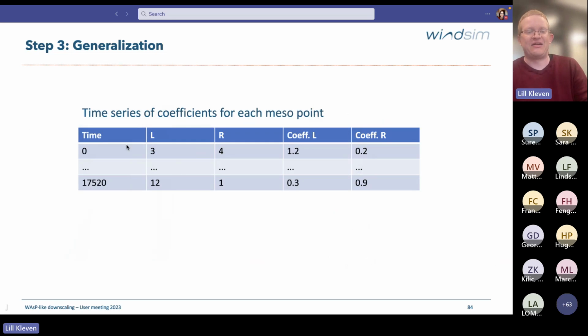And then, for example, for 1 year, for each mesoscale point, we keep track of what the left and right-hand sectors are, what the indices are, and what the values for the different coefficients are. So we get this matrix table for each mesoscale point as a function of time.